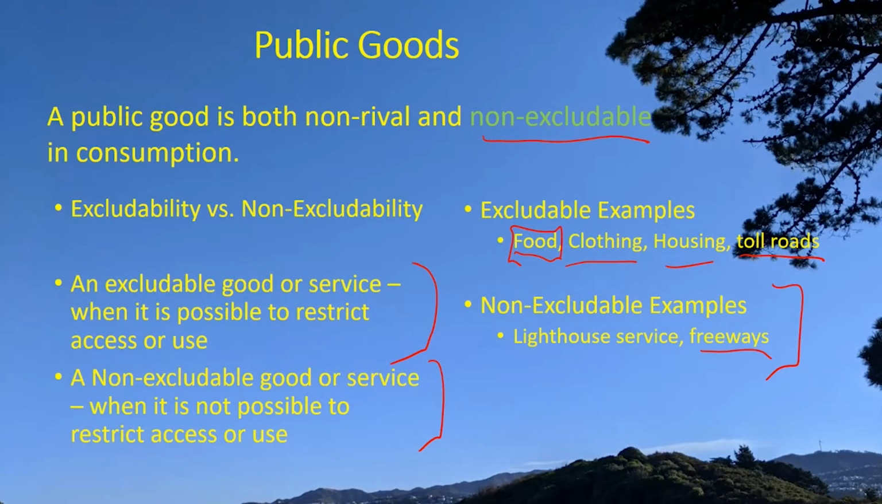Okay, and freeways, it's easy to exclude, but we sometimes choose not to exclude people. Okay, and freeways, you get onto a road for free and you don't pay a toll of any sort. Well, those are examples where the road has been made non-excludable and therefore matches the definition of a public good.